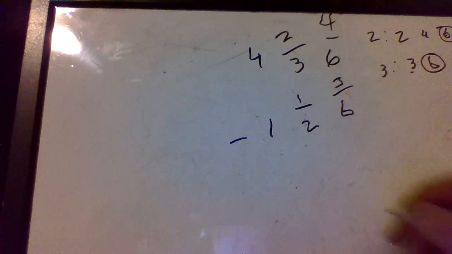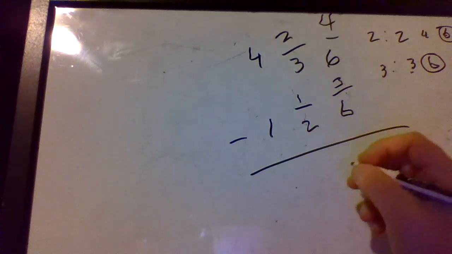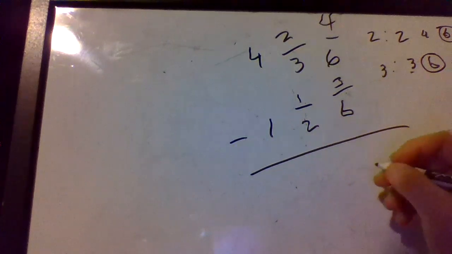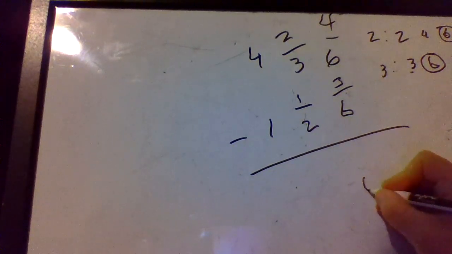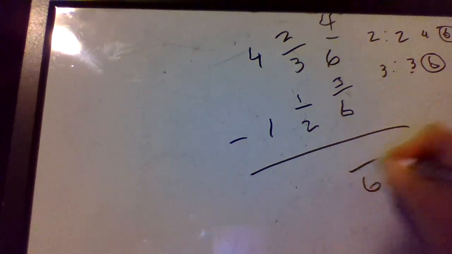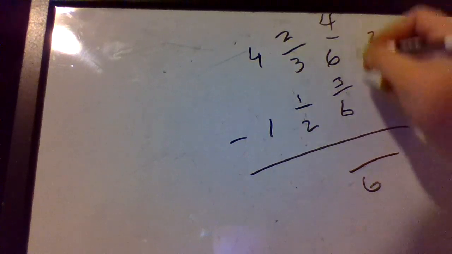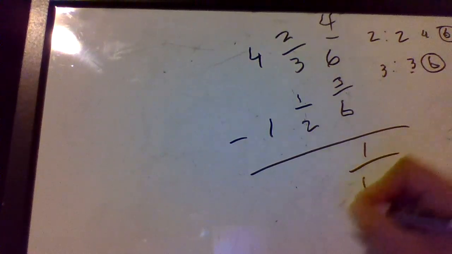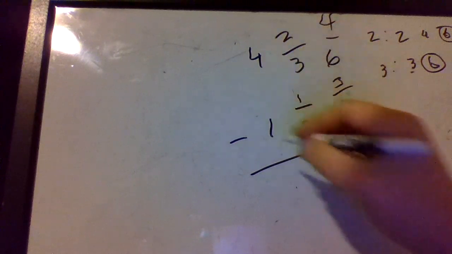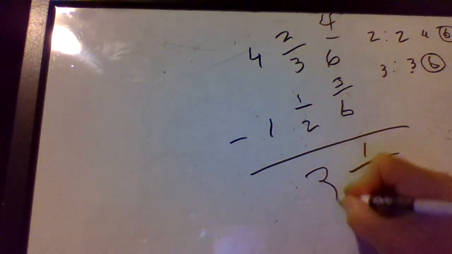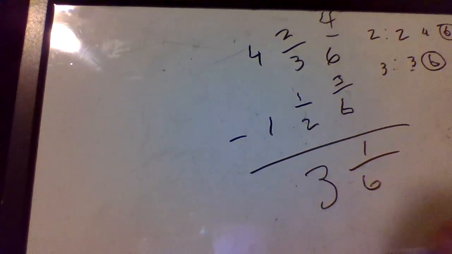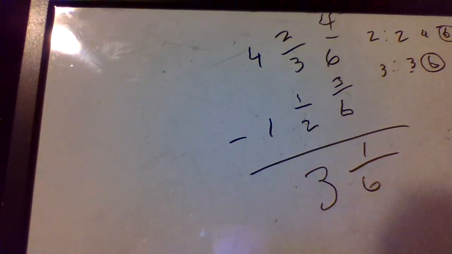Alright. So now we're just going to subtract like we normally would. We keep our denominator. We subtract our numerators. 4 minus 3 is 1. And then 4 minus 1 is 3. So our answer is 3 1/6.